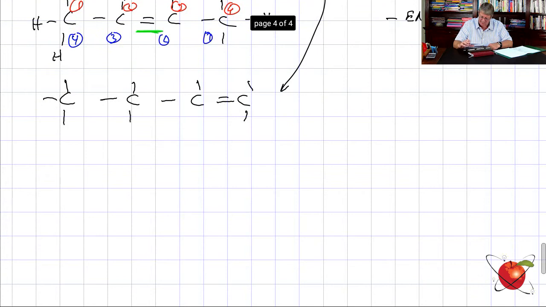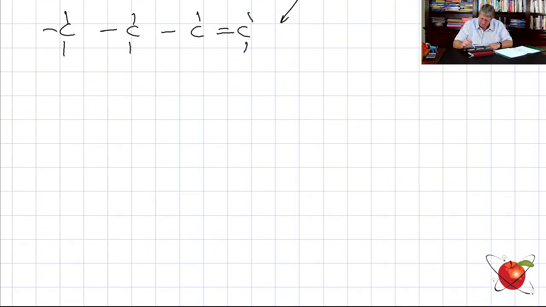Let's look at a little table. You've got these in your books. 1 carbon, let me do it this way. 1 carbon is meth.